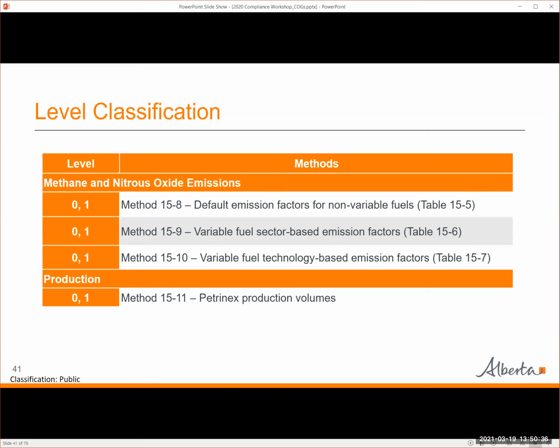So we also have levels. Well, we kind of don't have levels, I guess, on the methane and nitrous oxide side of things. So the options available there, which are acceptable at either level 0 or level 1, are default emissions factors for non-variable fuels, basically, again, gasoline, diesel, propane; sector-based factors for variable fuels, or technology specific factors for variable fuels. On the production side, really we're looking at some combination of Petronex production volumes generally.